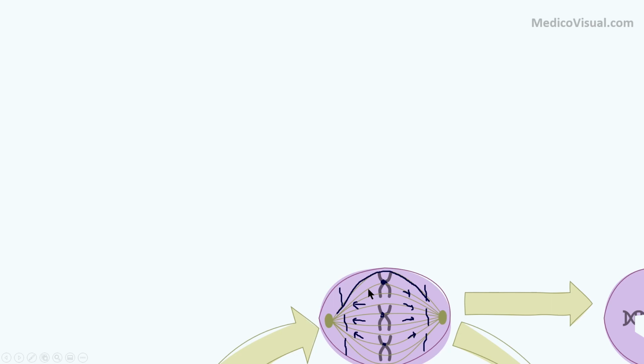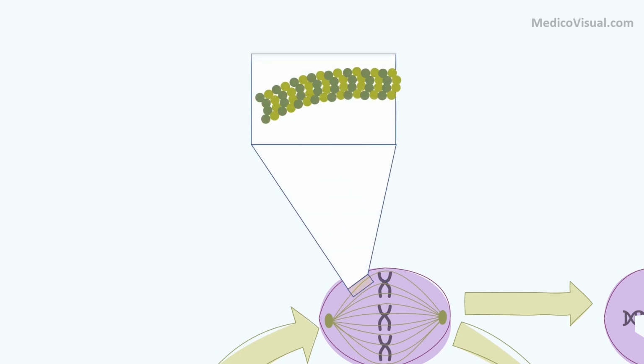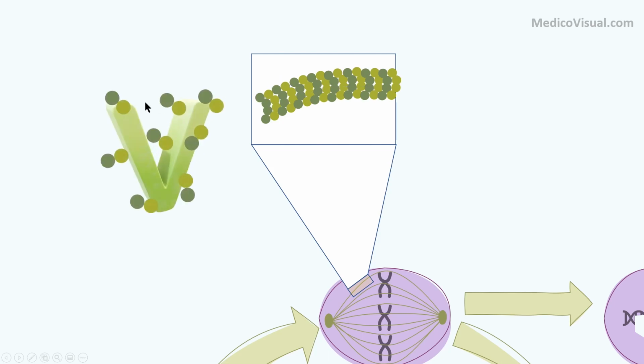And how are these microtubules formed? Remember, in G2 phase we synthesize tubulin proteins. So basically these microtubules are actually polymers of tubulin protein. So this is one tubulin protein, this is another tubulin protein. These tubulin proteins are attached with each other to form a long polymer. A long polymer of tubulin protein is actually a microtubule.